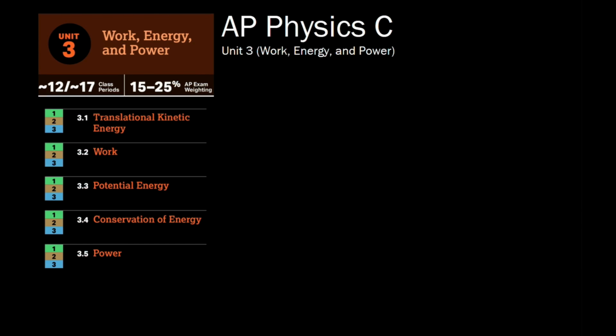Welcome to Unit 3 of AP Physics C, which is work, energy, and power. In this unit, we're going to discuss several types of energy, power, and then we're also going to discuss stable versus unstable equilibriums. The first type of energy that we're going to go over is called kinetic energy. Kinetic energy is often abbreviated as KE, and it's equal to 1/2 mv squared, where m is the mass of the object and v is its velocity.